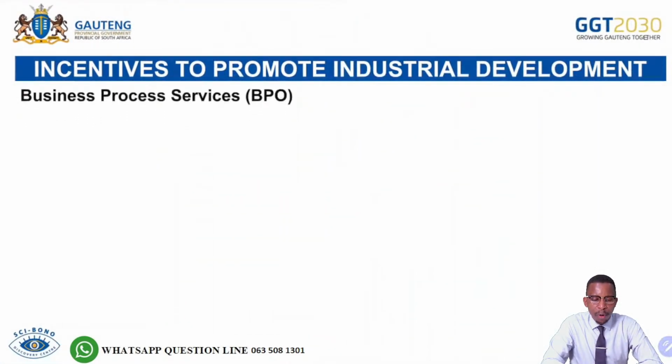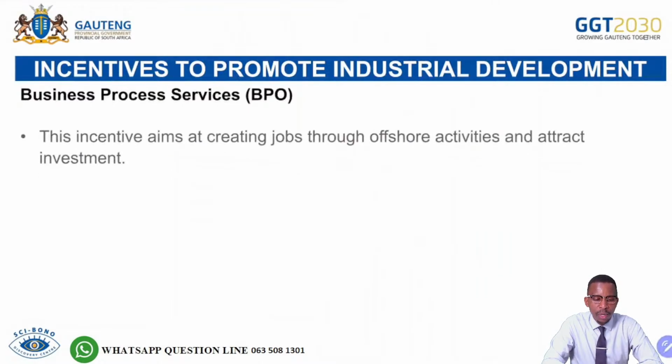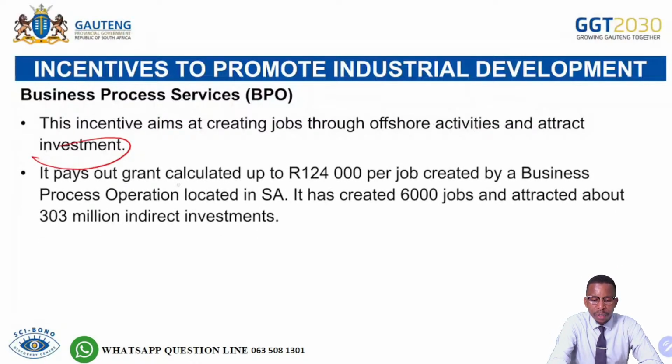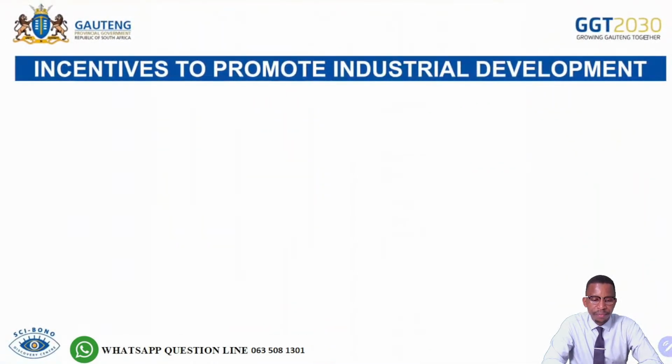And then we talk about business process services, BPO. This incentive aims at creating job opportunities through offshore activities and attracting investments. It pays a grant calculated up to 124,000 per job created by the business process operation located in South Africa. It has created about 6,000 jobs and attracted about 303 million in direct investments into the country.